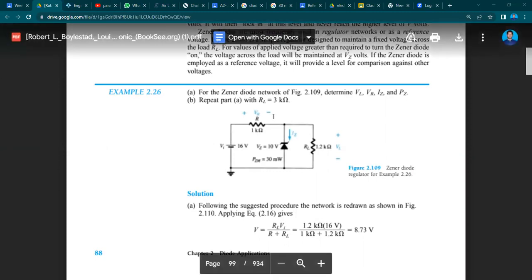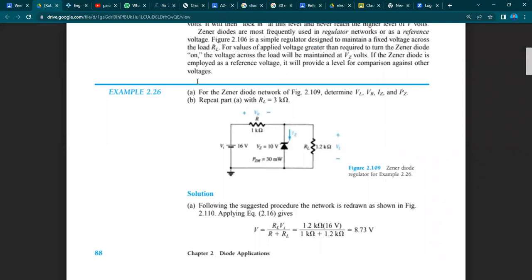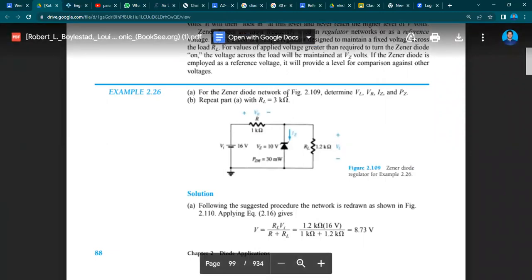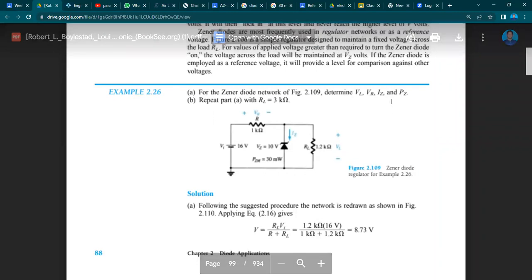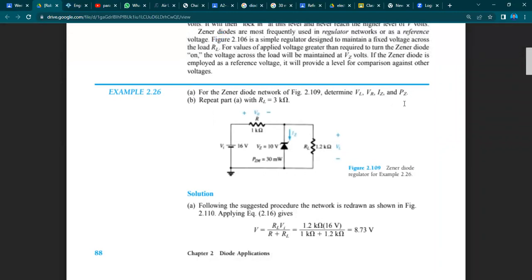In the given example, the breakdown voltage is Vz equals 10 volts. The question given is that for the Zener diode network, determine VL, VR, IZ, and PZ. VL is the voltage across this load, VR is the voltage across this resistor, IZ is the current passing through the Zener diode, and PZ is the power of the diode.